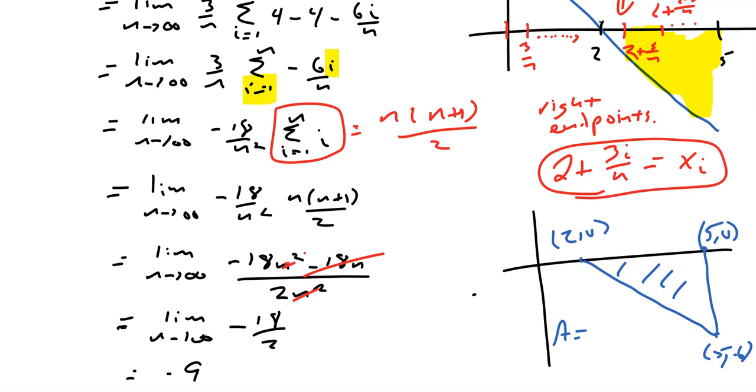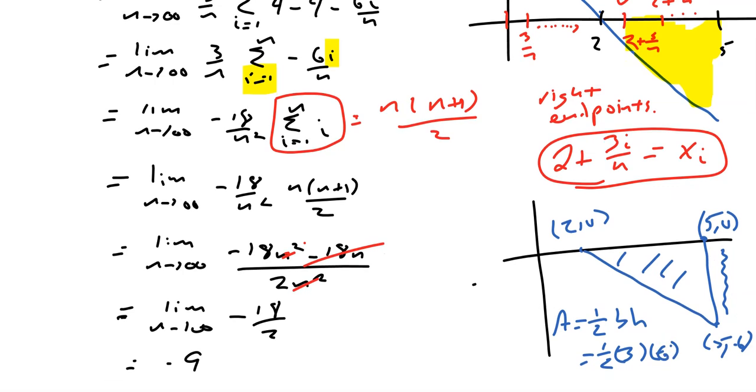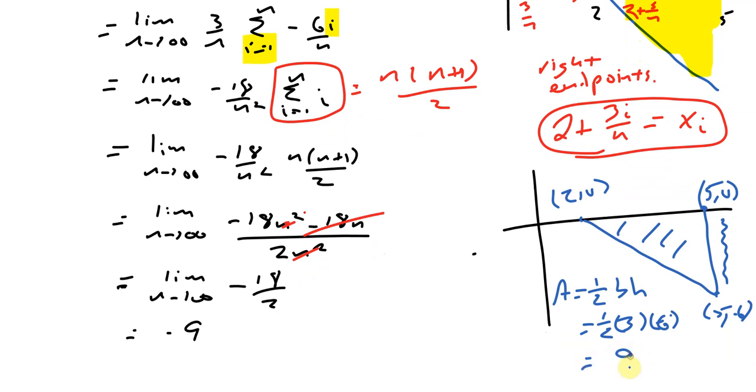How do you find the area of a triangle? Because that's what we're asking about. It's 1/2 base times height. So 1/2, and the base is from 2 to 5, so that's 3. The height is from here down, so that would be 6. And if we multiply that out, we get a 9, and since it's under the axis, that'll be the negative 9. So that verifies what we've got there. So you can do this stuff geometrically if you have formulas for the areas.